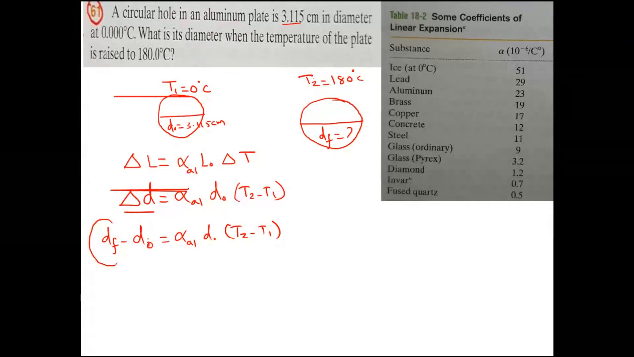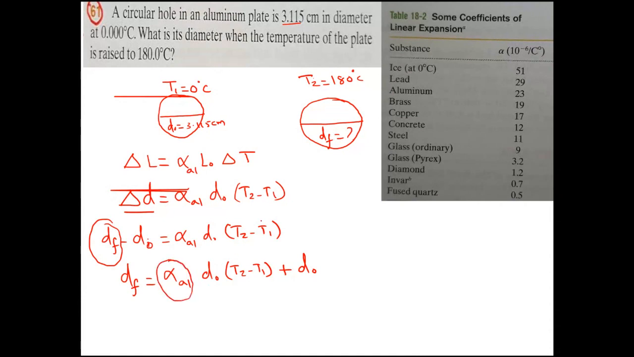Now we are going to find the value of this DF. When you move this minus D naught to the right hand side, this becomes plus. Am I right? So DF is equal to alpha AL D naught (T2 minus T1) plus D naught. Now you can see what is the value of this alpha aluminum. My dear, this is the constant, 23, for aluminum. What is the initial diameter? The initial diameter is already given in the question. What is that value?